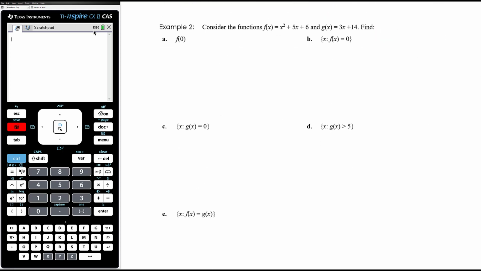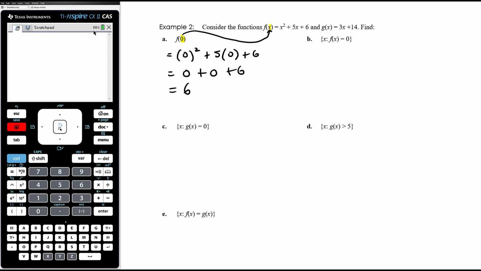Okay, let's have a look at this question here. So we've got two functions, f of x, which is a quadratic function, and g of x, which is a linear function, and we want to answer these questions. So we want to find f of 0. So that means we are now making the input of the function 0. So in place of x, the function is going to have 0. So it's going to be 0 squared plus 5 times 0 plus 6. So 0 plus 0 plus 6, which is 6.